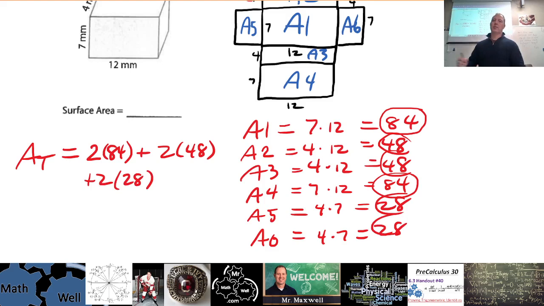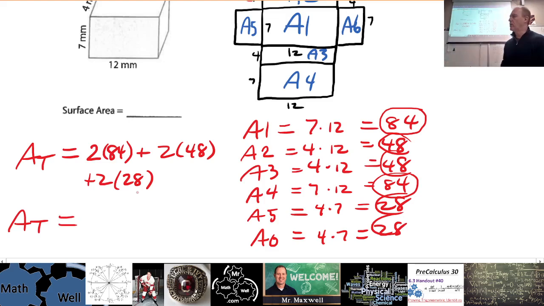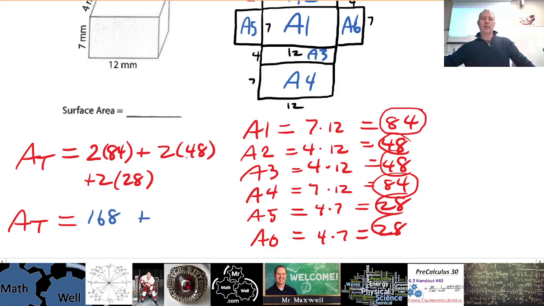That's a bit of a shortcut. That's pretty reasonable. Area total. And if it's smaller numbers that you want to do in your head, I would encourage you to do that mentally. If it's larger numbers, if you want to use your calculator, you just go right ahead. So I'm just going to do this in my head here. I'll show you how you might get some exercise doing that. So 2 times 84, 2 times 80 is 160. So 2 times 4 is 8, so 168. 2 times 48, that's going to be 96. And 2 times 28 is going to be 56.